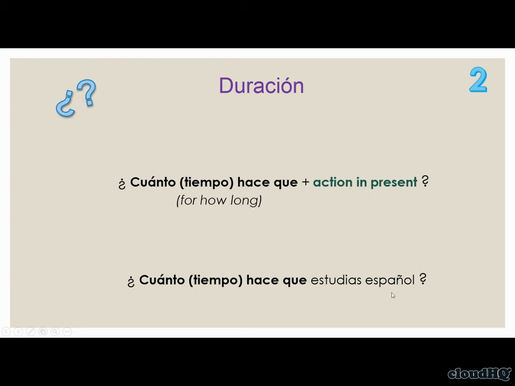Estudias español, in English it would be with the have been and the present perfect. How long have you been studying Spanish? And then the for, because in English you can split those two parts of the structure. In Spanish, we'll always have these words together. The only thing is that you can get rid of tiempo if you want. You don't have to say it. It still means the same. ¿Cuánto hace que estudias español? O ¿cuánto tiempo hace que estudias español?